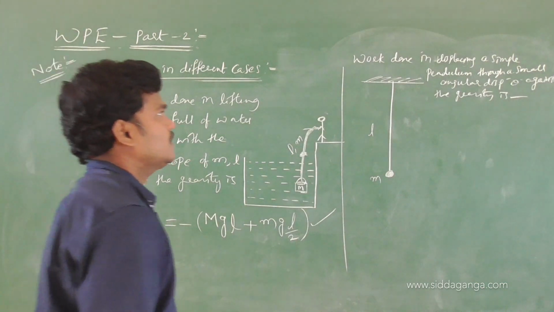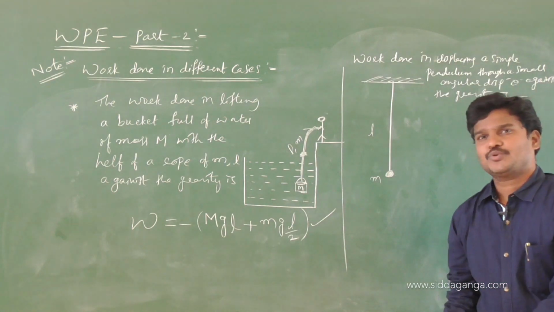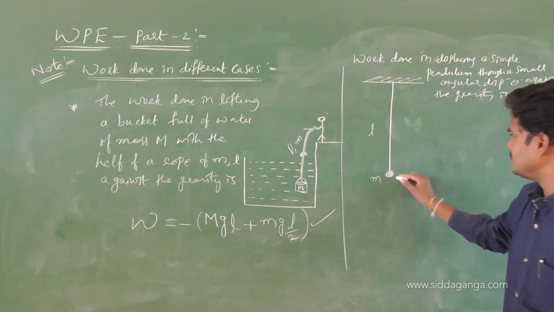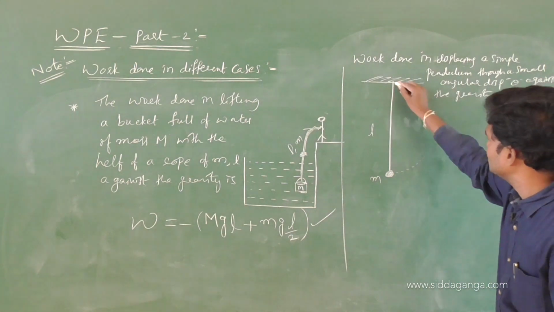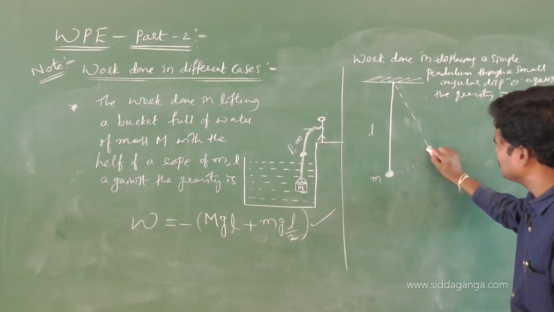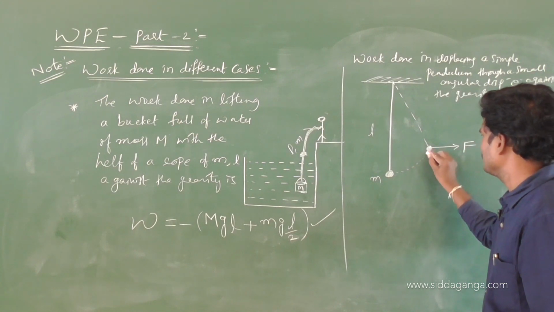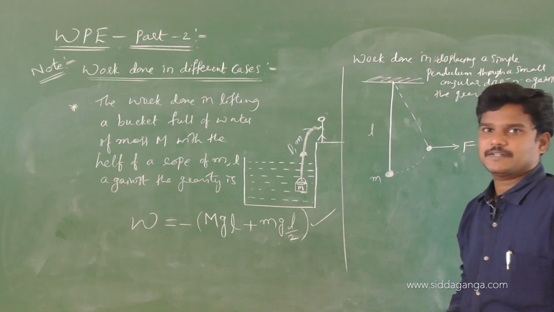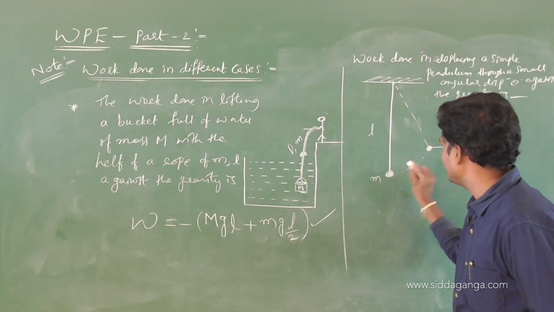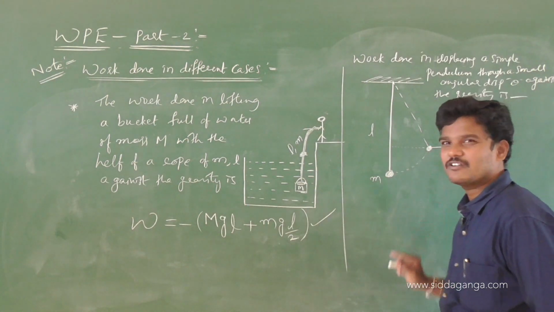Work done in displacing a simple pendulum through a small angular displacement theta against gravity, I want to find. I want to displace it like this, so that the pendulum comes here. Now I am applying a force in this direction. Initially the center of mass of this bob is here, and next the center of mass rises by some height. See, I am using the word center of mass.